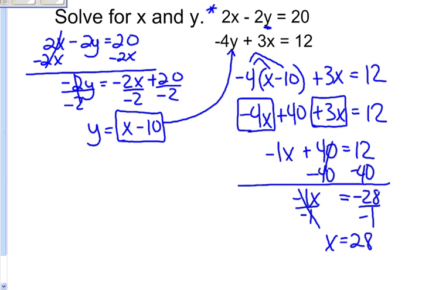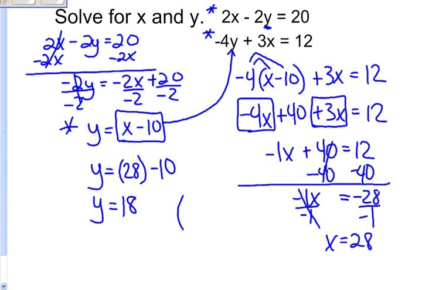So we're going to come back over. We can either plug this x equals 28 into the top equation, this bottom equation right here, or we can come back over here to where we already got y by itself and plug in x there. I think that would be the easiest. So I'm going to plug in x. So 28 in for x minus 10. And 28 minus 10 would give us y is equal to 18. So the point where these two intersect is going to be 28 and 18.